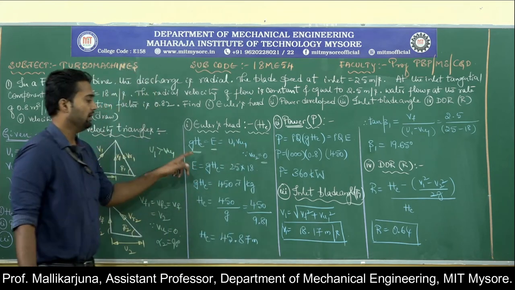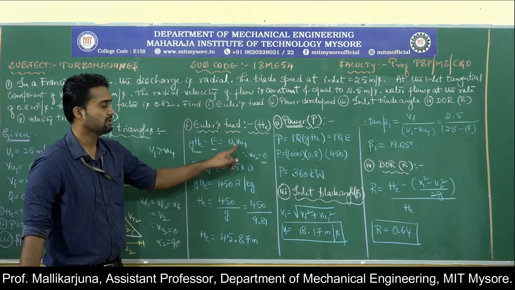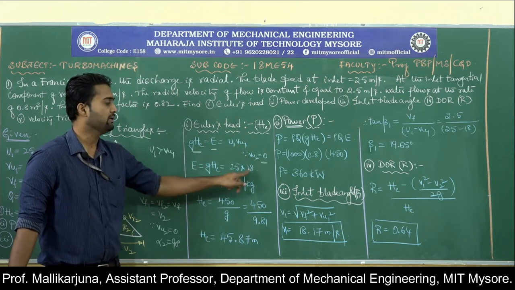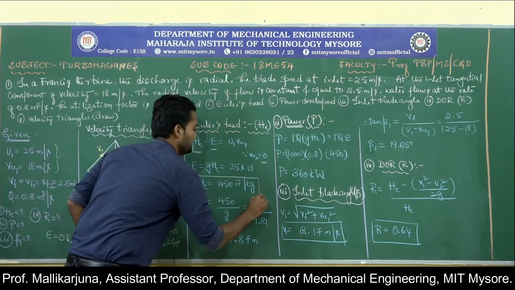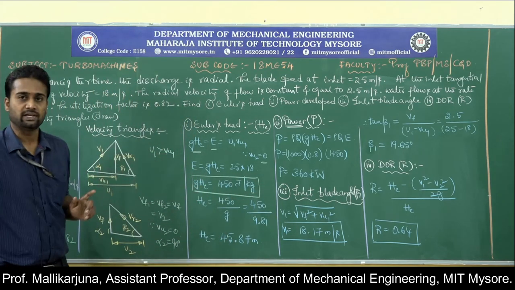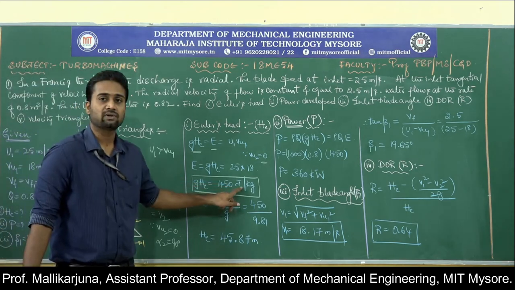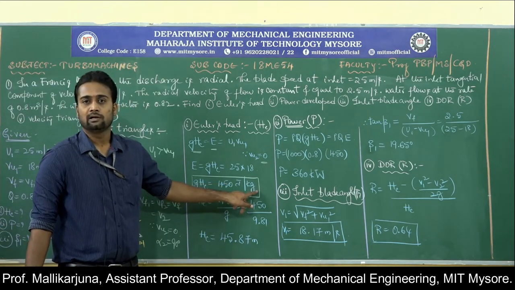Now E is equal to g He, and substituting the values of U1 Vu1, 25 into 18, g He becomes 450 joules per kg. This is the value of g into He. This is the amount of energy transfer happening per kg of fluid.